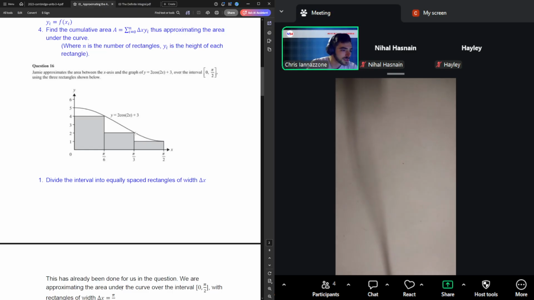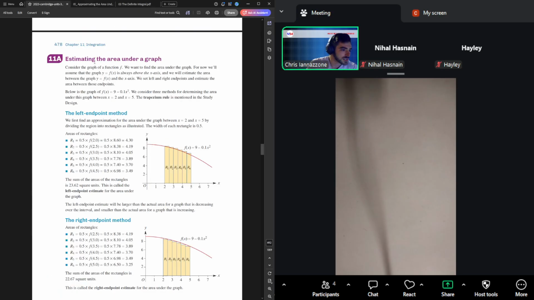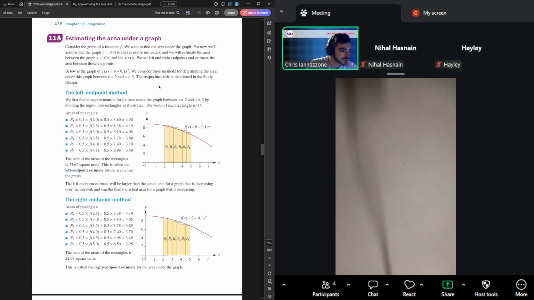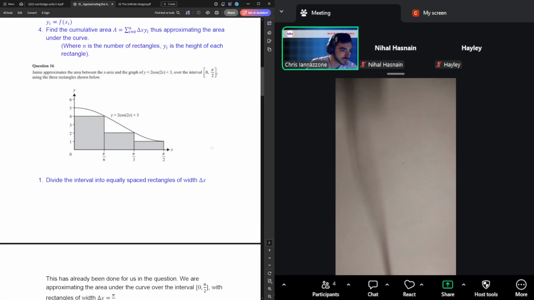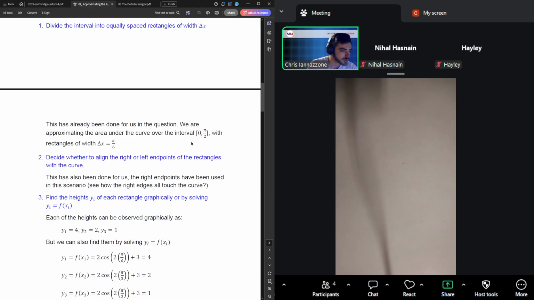Left endpoint would be as if I had my rectangle here. I've got the left endpoint. I put another rectangle here, I've got the left endpoint. Final rectangle here, I've got the left endpoint. Depending on which method you use, you'll get either an overestimation or an underestimation of the area. Again, your textbook will tell you which one to use if it's required. In this case, the rectangles are already given to us, so we don't have to worry about that for this one.